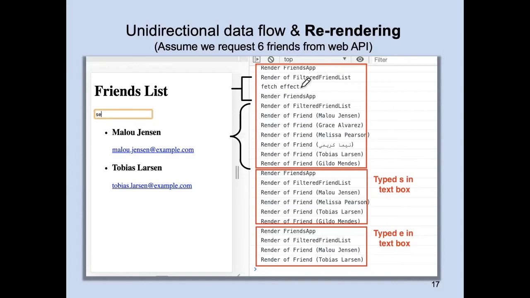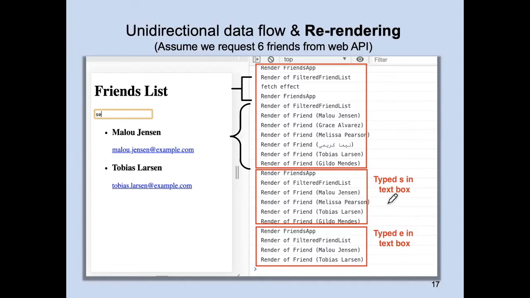Then my use effect hook executes, it makes the API call. Eventually the API will respond, and that causes my friends app component to re-render. I now have, is it 10 friends? My text box is empty. When I perform the filtering of that array of 10 friends, I get an output array which contains all 10 friends, and I pass those 10 friends down to my filtered friends list. In fact, I think I actually changed it to 6 friends in this case, so that I could display this on one screen. So my full list of friends contains 6. I pass the full 6 friends down to this component, and then we get a rendering of the friend component for each friend in my list. So I get all of these renders.